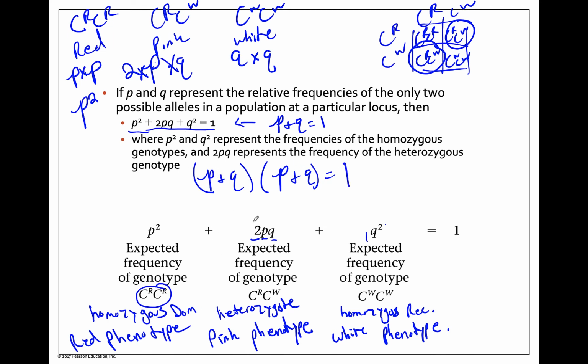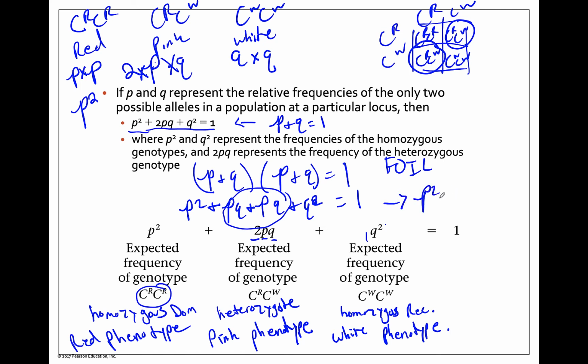And then to get this last part, we're going to FOIL this, right? So FOIL, F-O-I-L, first, outside, inside, last. So the first is P times P, gives me P squared. Outside is P times Q, PQ. Inside is another Q times P, so PQ. And last is Q times Q, Q squared, equals 1. These are the same variable, so I can add them together, and we end up with P squared plus 2PQ plus Q squared equals 1.